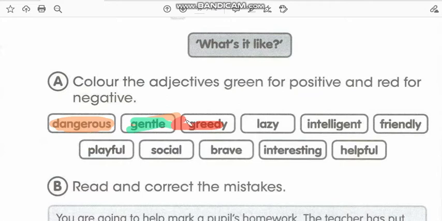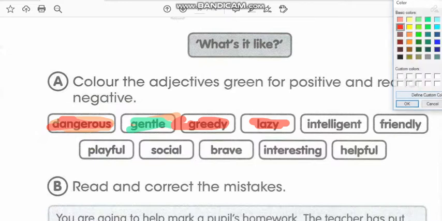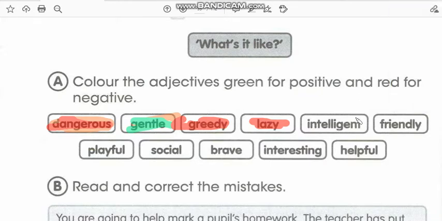Okay, now the color works. Greedy, the greedy person. Now lazy, lazy. Is it positive or negative? Yes, that's right, it's negative, so color it with red. Intelligent, the smart person. Intelligent and smart have the same meaning. Is it positive or negative? Of course it's positive, so color it with green.